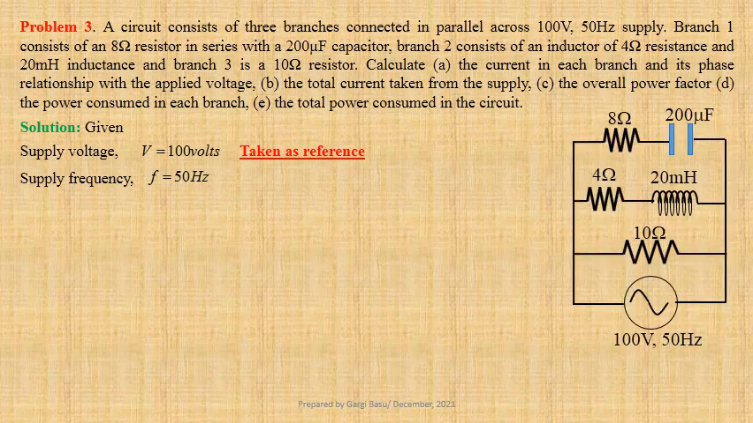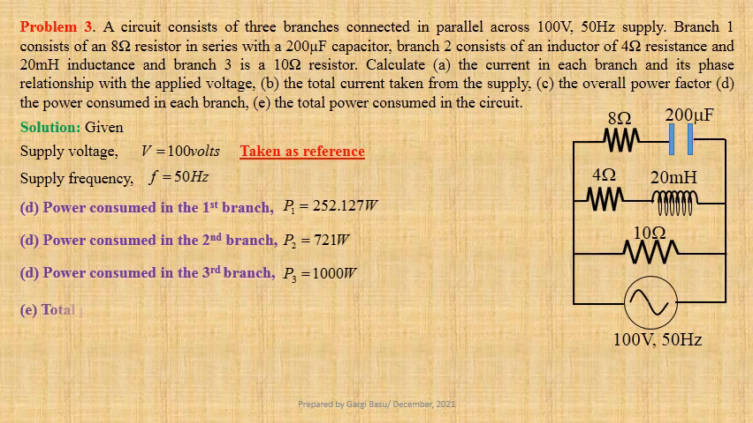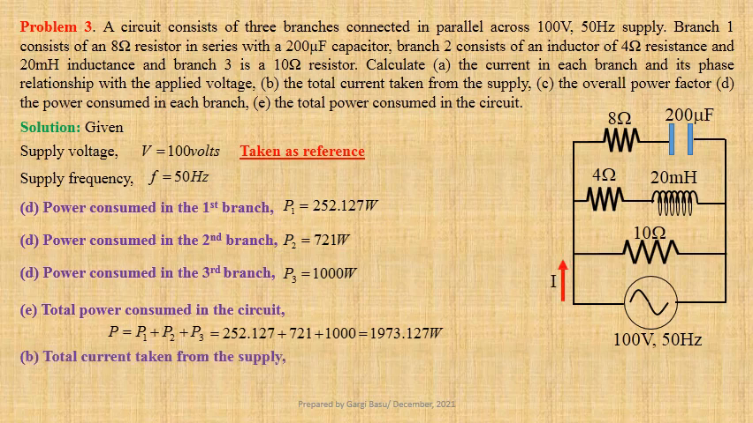We obtain total current taken from the supply I, which lags supply voltage V by an angle 17.7331 degree. We have computed power consumed in the first branch, P1 equals 252.127 watt. Power consumed in the second branch, P2 equals 721 watt. And power consumed in the third branch, P3 equals 1000 watt. Let us now calculate total power consumed in the circuit. P equals P1 plus P2 plus P3. Using values we get 252.127 plus 721 plus 1000. That gives us 1973.127 watt.